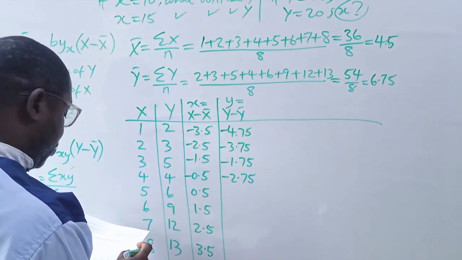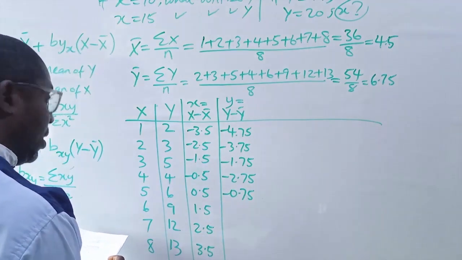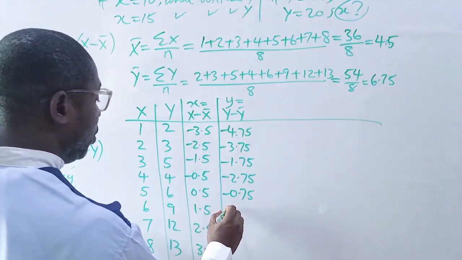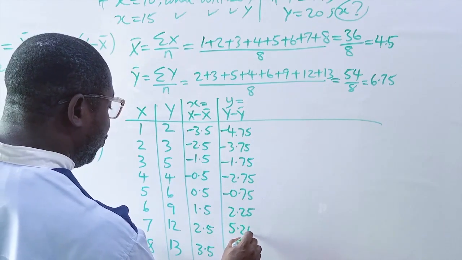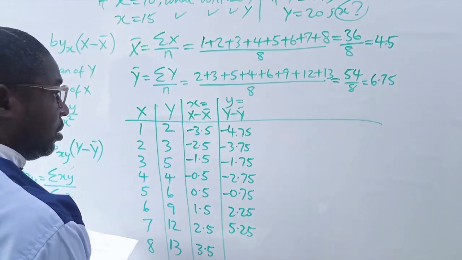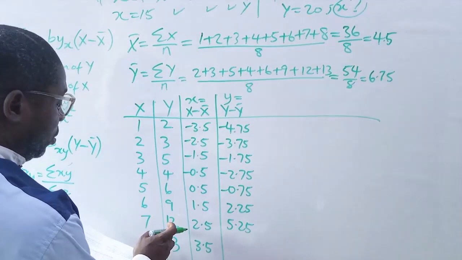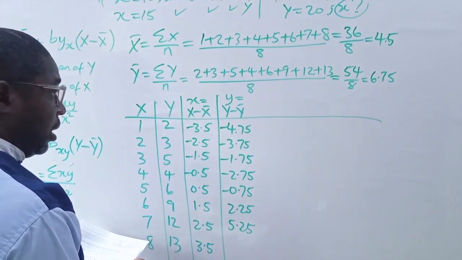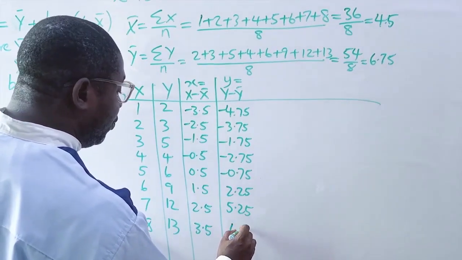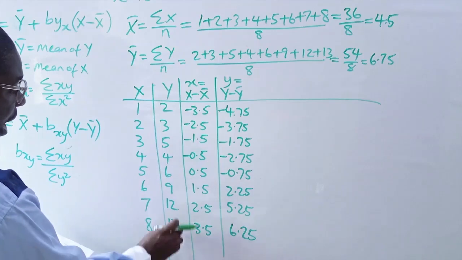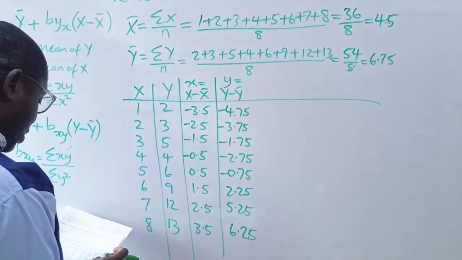6 minus 6.75 will give us minus 0.75. 9 minus 6.75 will give us 2.25. The next one will be 5.25. And then 13 minus 6.75 will give us 6.25.